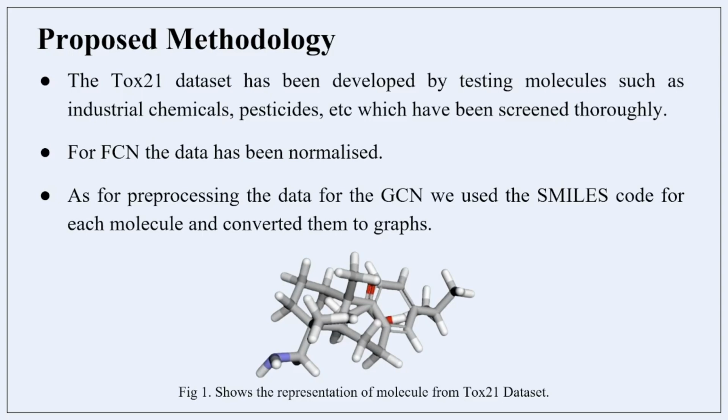As for pre-processing, it is one of the most important steps as it ensures a smooth training process for both the models. For FCN, the data is normalized to a range of -1 to 1 to ensure high stability of the model while training it. As for GCN, the SMILES, that is, Simplified Molecular Input Line Entry System code for each molecule has been taken from the dataset and converted into graphs.